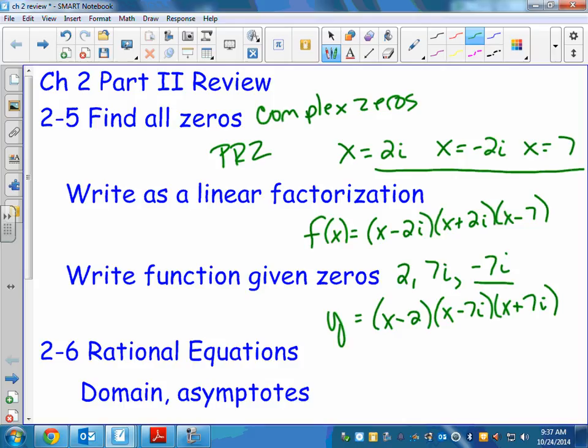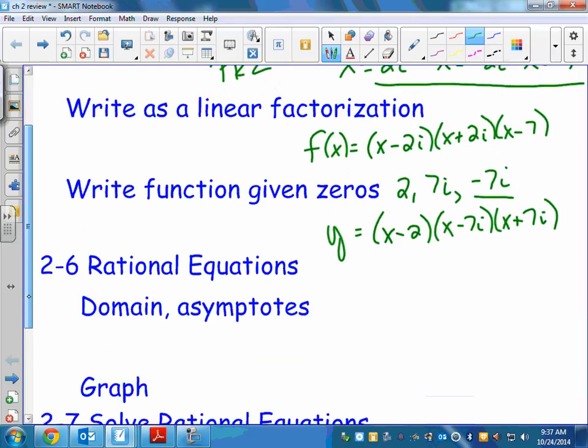Then the rest of this chapter we've done this week. So 2.5 we did before fall break, but the rest of this half of the chapter we've done this week, so hopefully it's kind of fresh in your mind. You don't have to review too much.